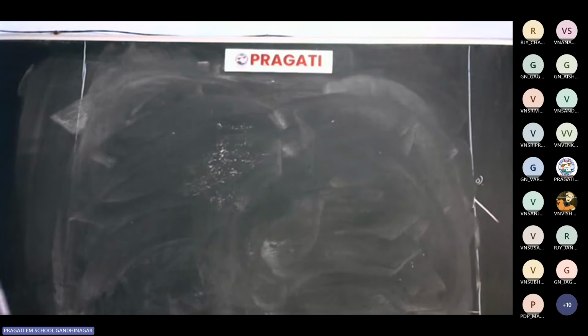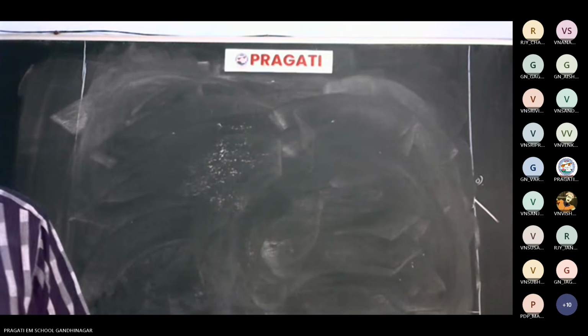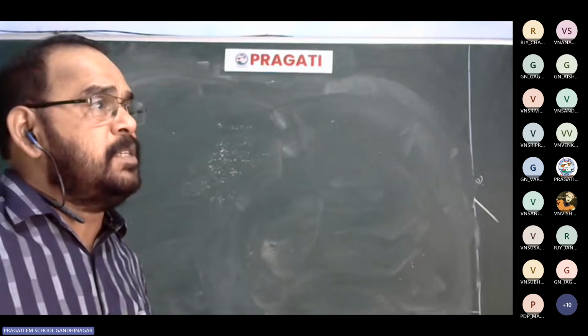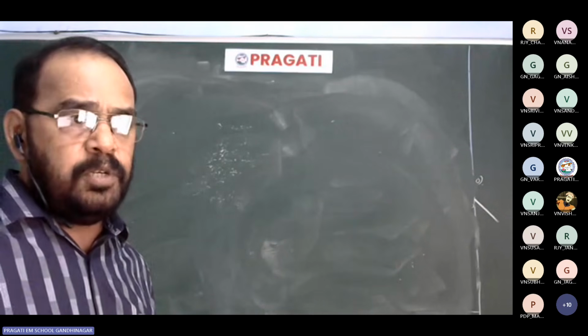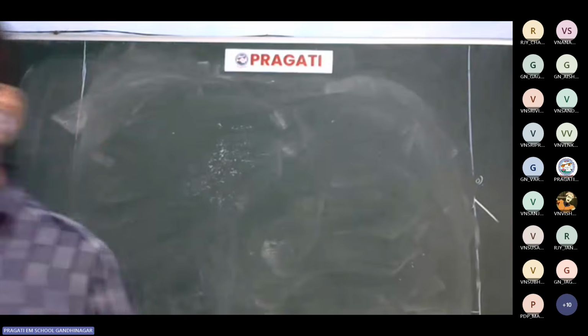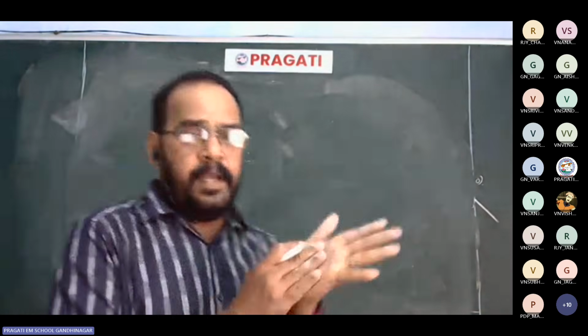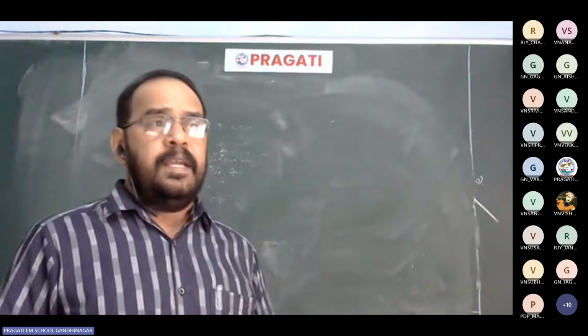Next, some natural indicators. Natural indicators means like litmus. Litmus solution is a natural indicator. Red cabbage leaves, turmeric powder. These all are natural indicators. Natural acid and base indicators.